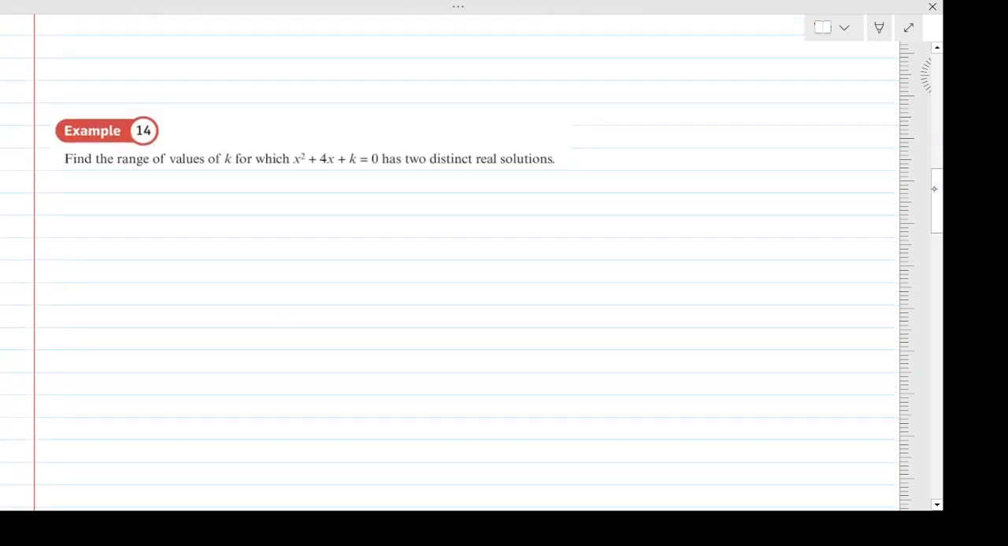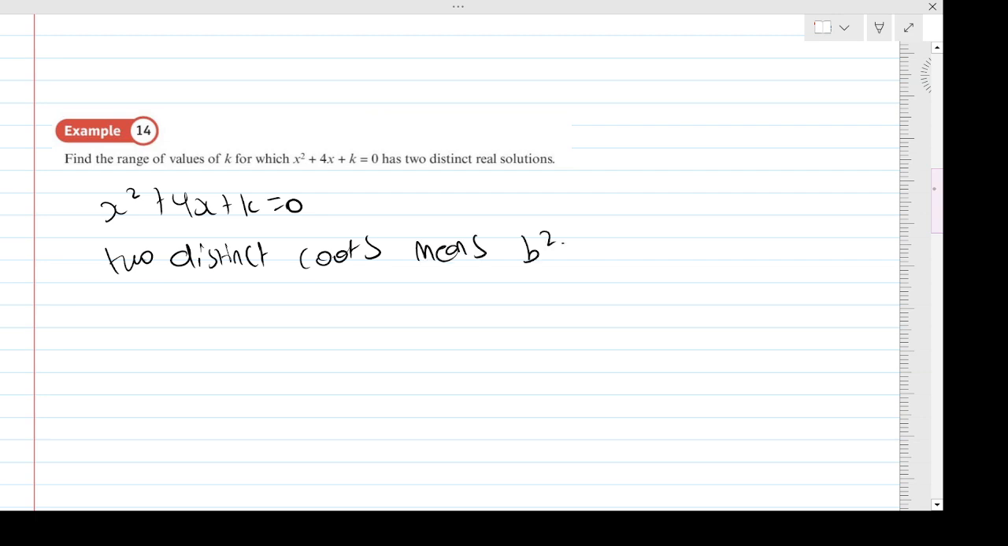Find the range of values for k for which the quadratic x squared plus 4x plus k equals 0 has two distinct real roots. So two separate roots, but that means b squared minus 4ac has to be greater than 0. If you remember back to the formula, for the plus or minus the square root to actually give different answers, the square root must not be 0.